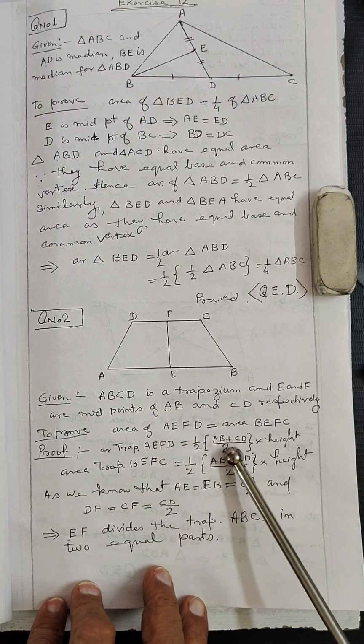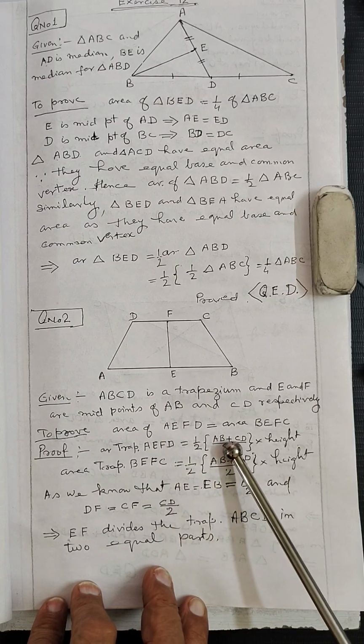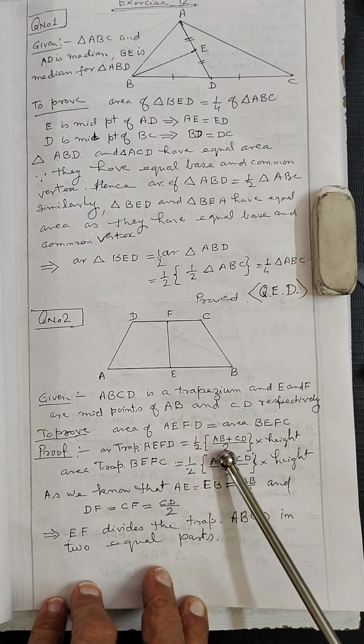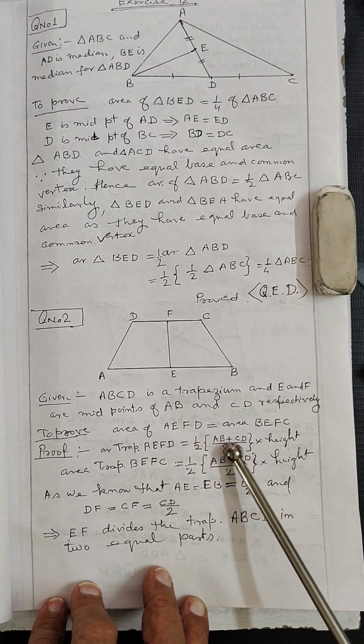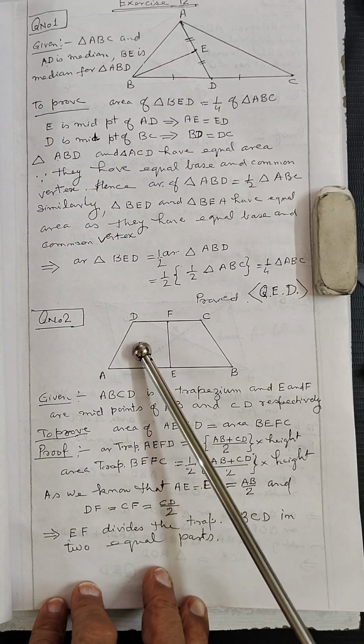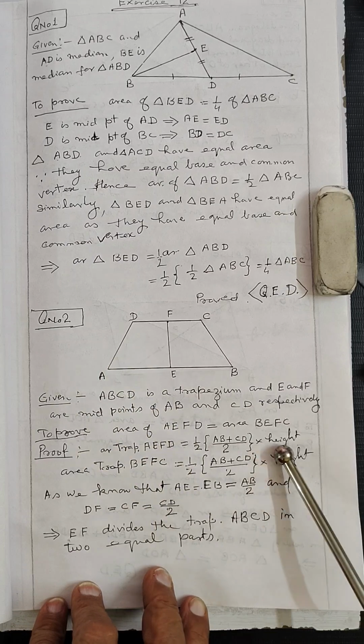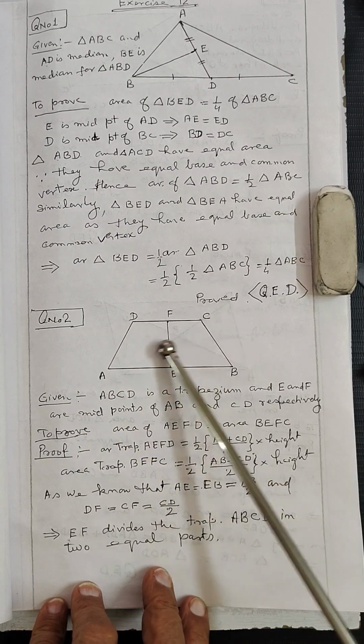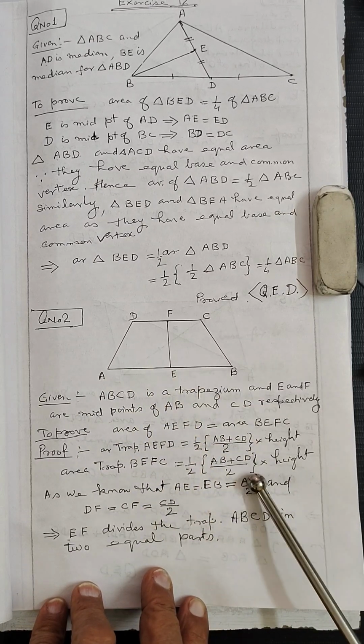So half of the sum of the parallel sides is what we have taken here. The parallel sides here are AB plus CD divided by 2, which will be the sum of parallel sides of the small trapezium into height. Height will remain the same for all the three trapezium.